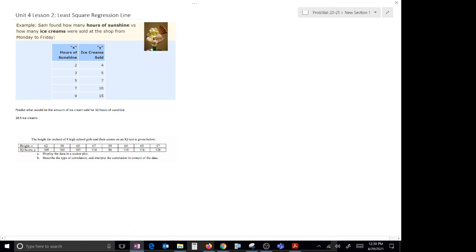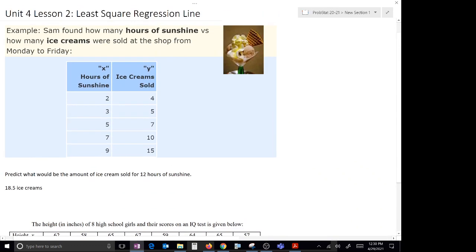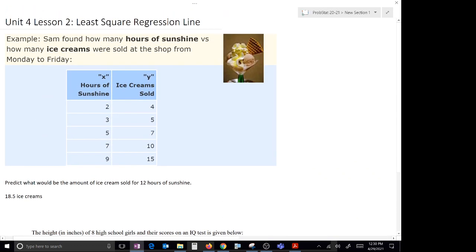So first thing to do, let's take a look at this first problem here. Sam found how many hours of sunshine versus how many ice creams were sold at a shop from Monday to Friday. Here's our number of hours in the day, and here's the number of ice creams sold.